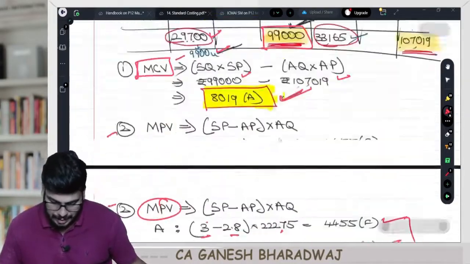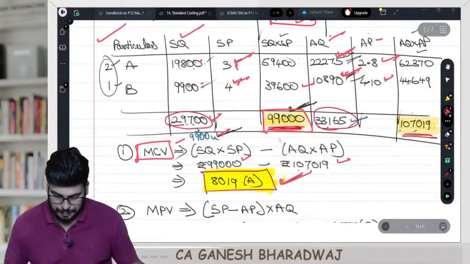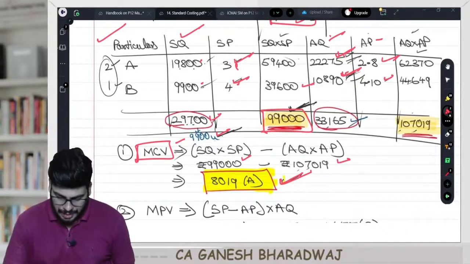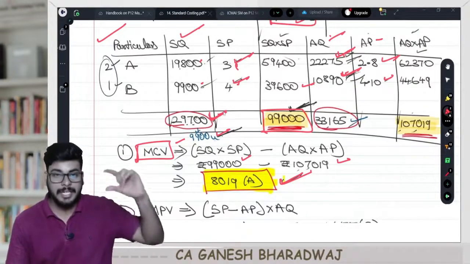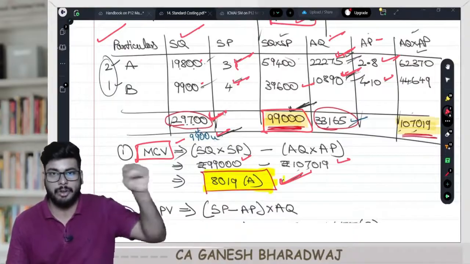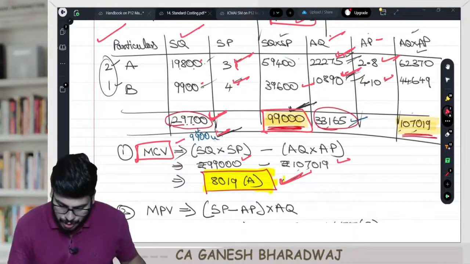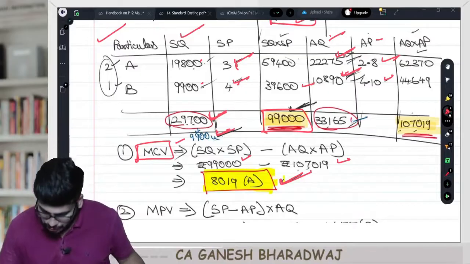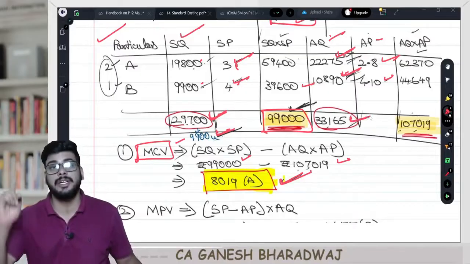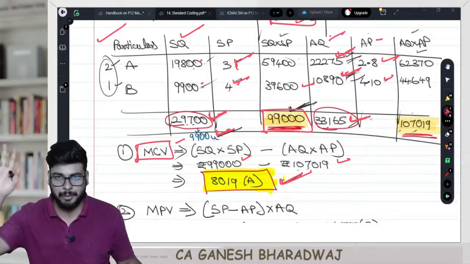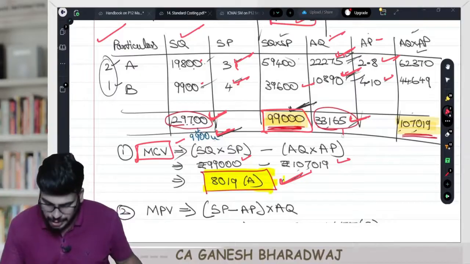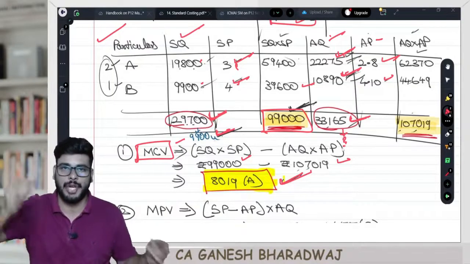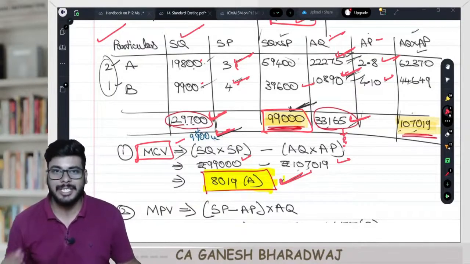Now basically guys, look, how do you calculate the standard output? If I input a total of 29,700 kgs of raw material, I should get an output of 9,900, correct? But I have actually inputted how many kgs of raw material? 33,165, A plus B put together. For the actual kgs of raw material, what should have been the yield or output you should have got? This calculation is called the standard yield.